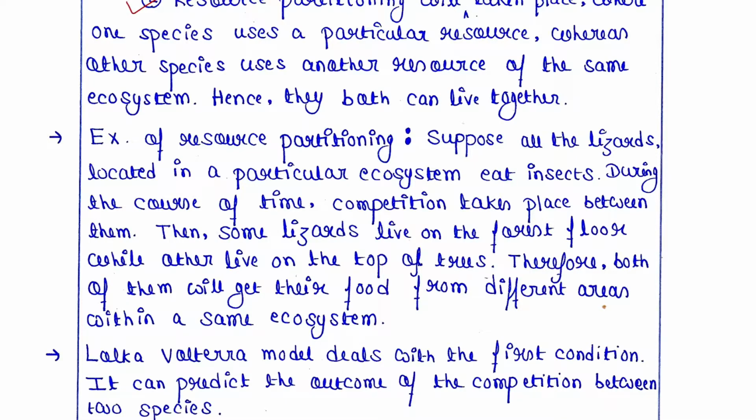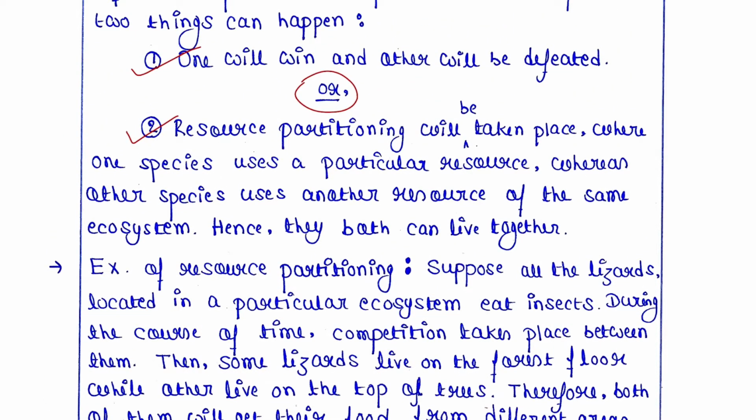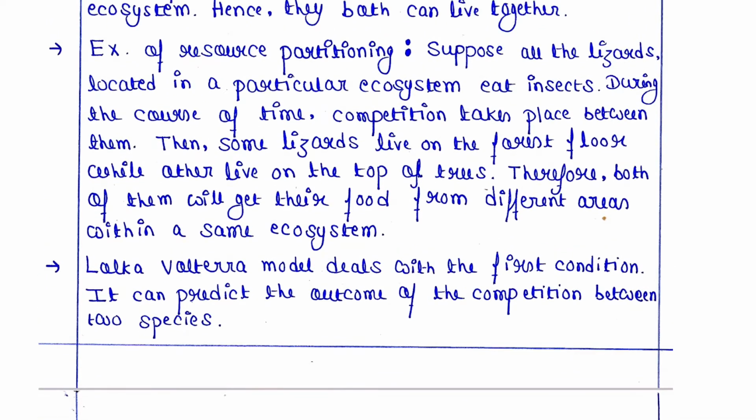But the Lotka-Volterra model deals with the first condition. That means it deals with the competition where one will win and the other will be defeated. The Lotka-Volterra model is not at all interested in resource partitioning. It predicts the outcome of the competition between two species. That means it can predict who will win and who will be defeated if a competition arises between two species.